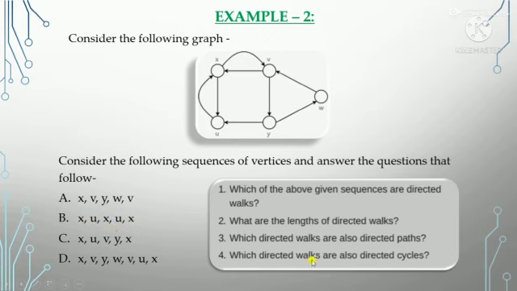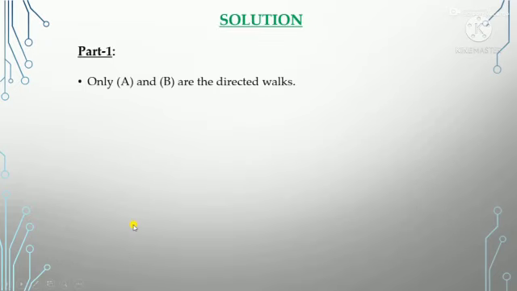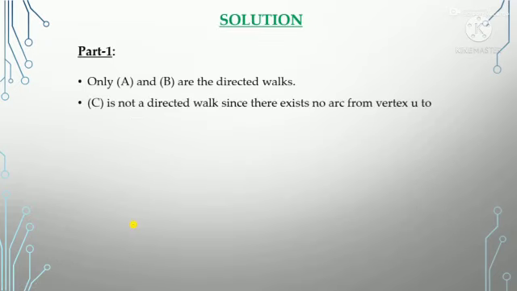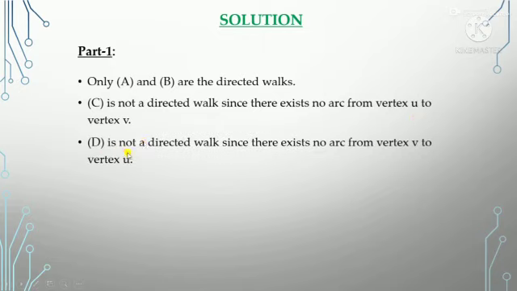Which directed walks are also directed cycles? So what is a directed cycle? You can see in the first part only A and B are directed walks, as I told you. C is not a directed walk since there exists no arc from vertex U to vertex P. Similarly, D is not a directed walk, because there is no arc from vertex V to vertex U.